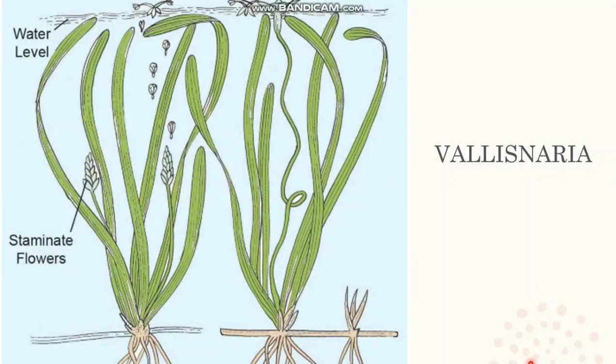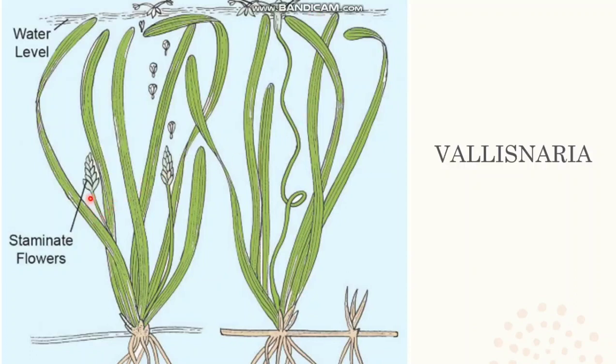In that, first we'll study the example of Vallisneria. Vallisneria is an aquatic hydrophyte and it is dioecious. The plant has ribbon-shaped leaves. The female plant produces pistillate flowers which develop under the water and they have a long coiled stalk. As they mature, the coiled stalk uncoils and brings them to the surface of water.